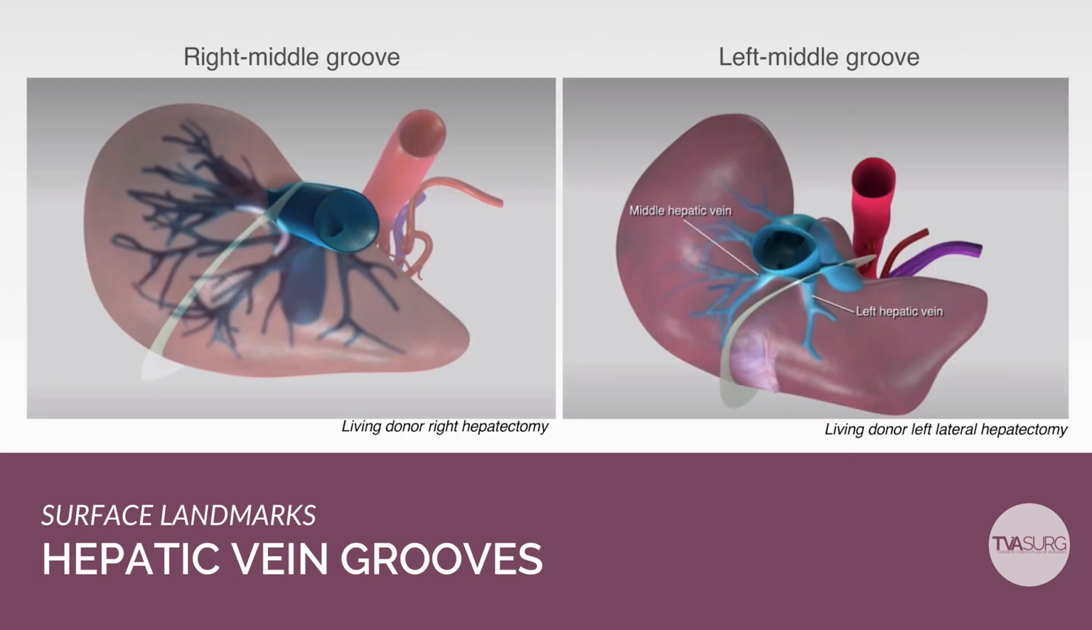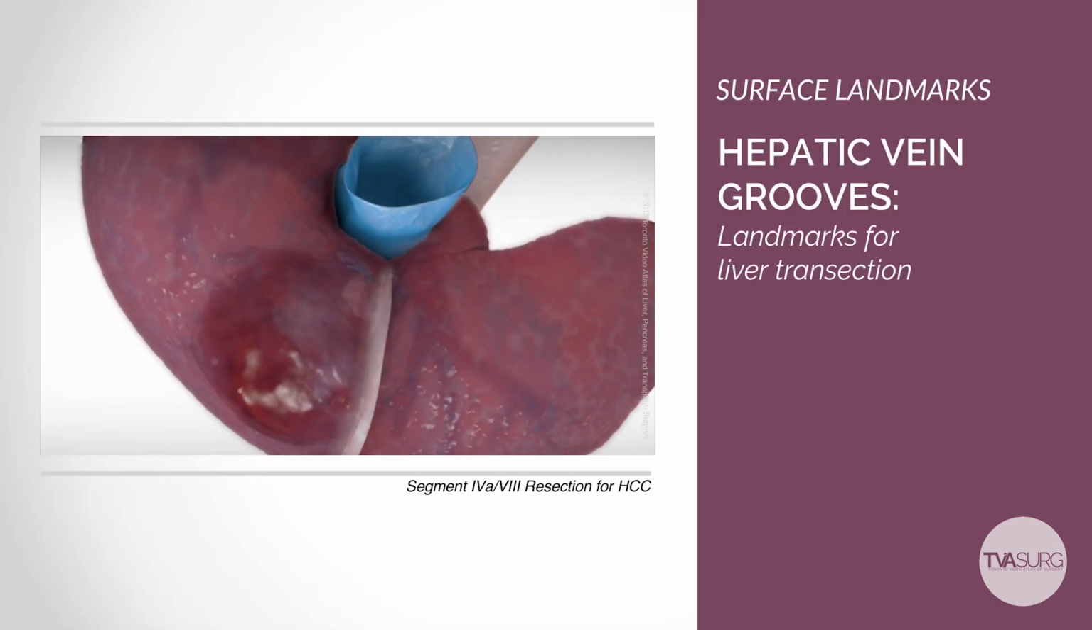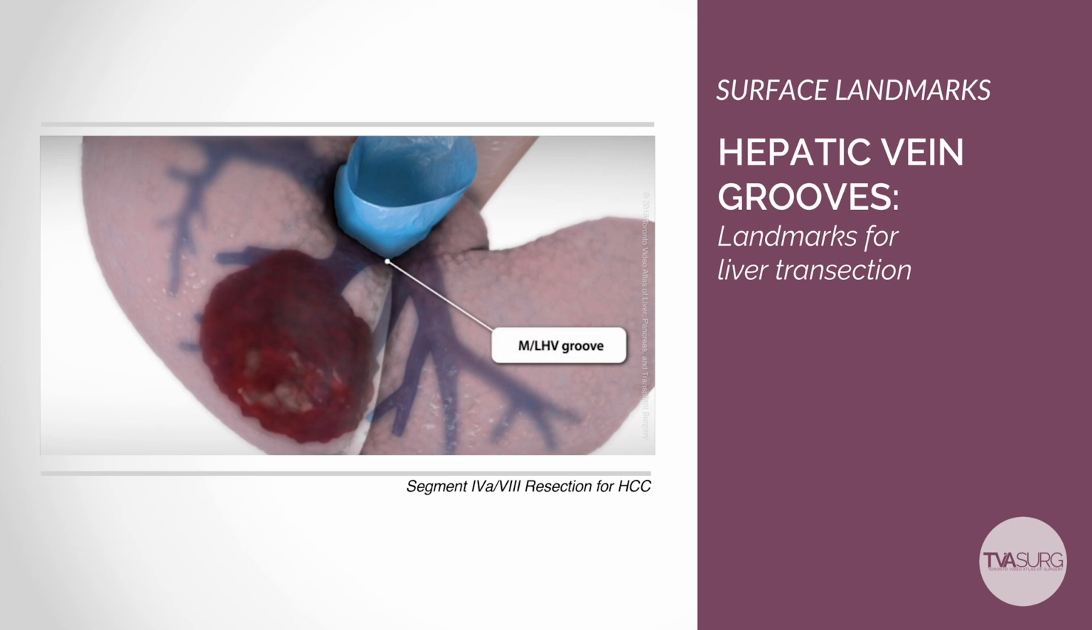Lastly, the grooves between the hepatic veins will also be used as landmarks for transection planes. The space between the root of the right hepatic vein and middle hepatic vein are known as the right middle groove. The space between the root of the middle hepatic vein and left hepatic vein are known as the left middle groove. Which groove will be used to mark transection planes depends on the location of the tumor. Sometimes both grooves are used as markers if the tumor is found between the right and left hepatic veins.